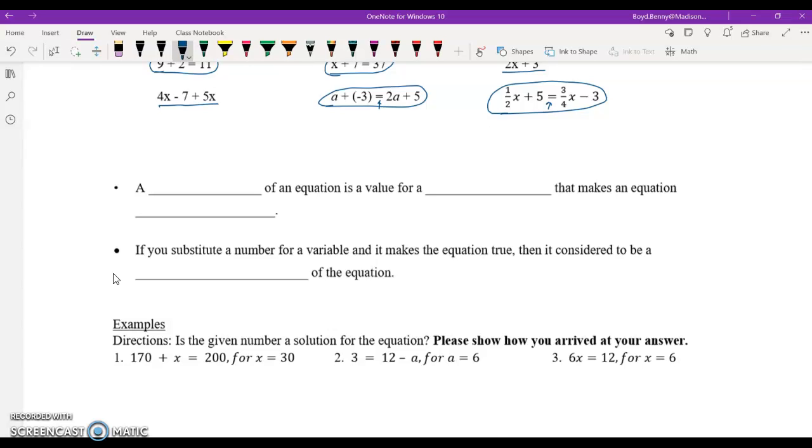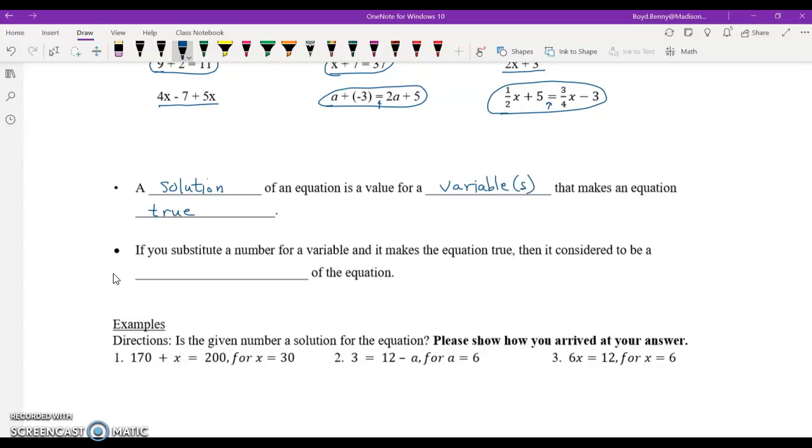So our next vocabulary term, a solution of an equation is a value for a variable that makes an equation true. Okay, so a solution, this is huge today, because in today's lesson, we're going to take a look at what solutions are and what numbers are solutions of equations. So a solution of an equation is a value for a variable, or could be variables. There may be more than one variable in the equation that makes an equation true. So does the number make the equation true when you put it in for the variable?